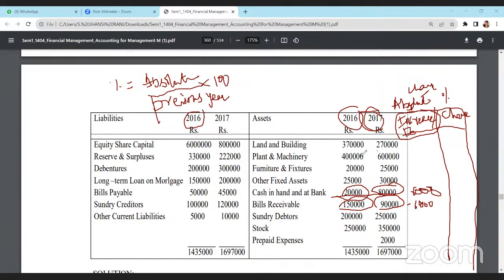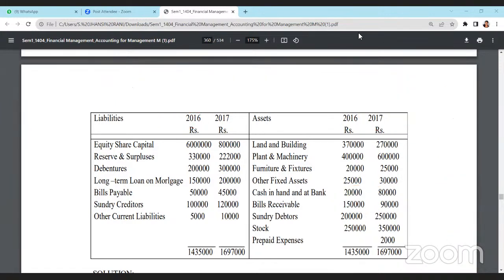So what is the change of cash in hand? 60,000. So 60,000 divided by the previous year value, 20,000, into 100. Like this, we will calculate the percentage for all. Here zeros cancel, 2 ones are 2, so 300%. So here the change is 300. In the percentage change column, we write 300. This is how we will calculate the percentages for all the items.